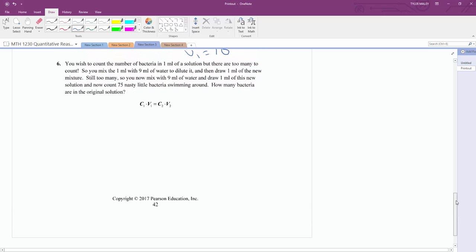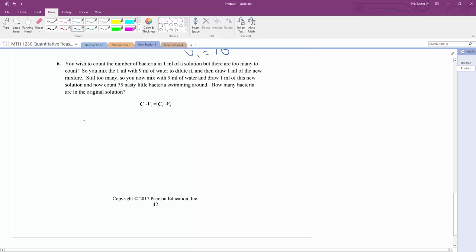So then lastly, number 6. It says you wish to count the number of bacteria in 1 milliliter of a solution, but there are too many to count. So you mix 1 milliliter with 9 milliliters of water to dilute it, and then draw 1 milliliter of the new mixture. Still too many, so you now mix with 9 milliliters of water and draw 1 milliliter of this new solution, and now count 75 nasty little bacteria swimming around. How many bacteria are in the original solution? This one is probably the hardest one of the questions on the sheet. So we need to think about this a little bit.